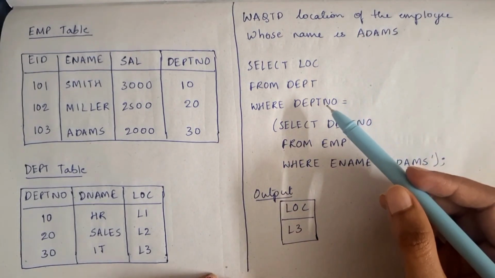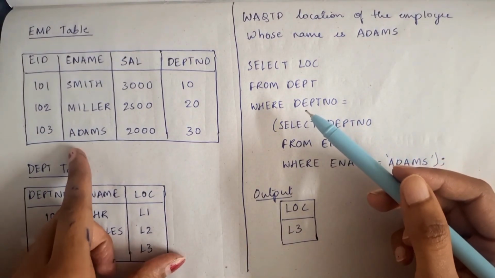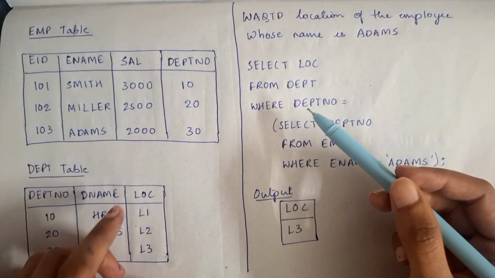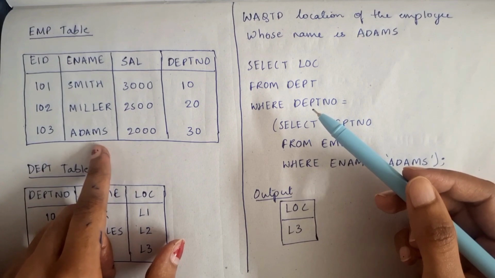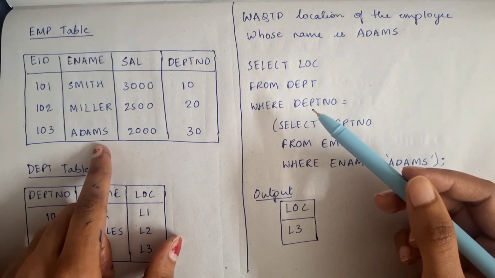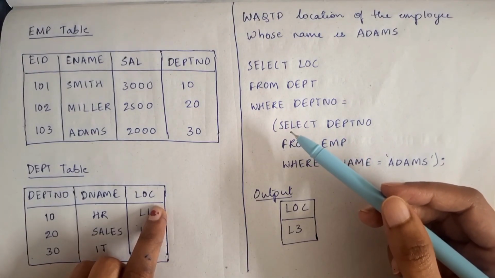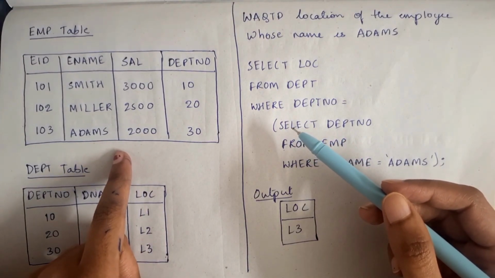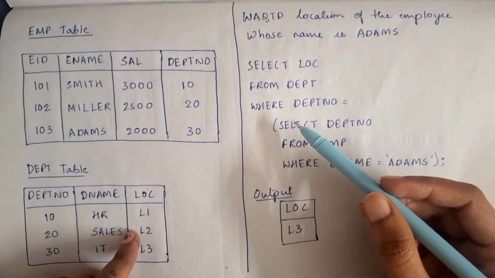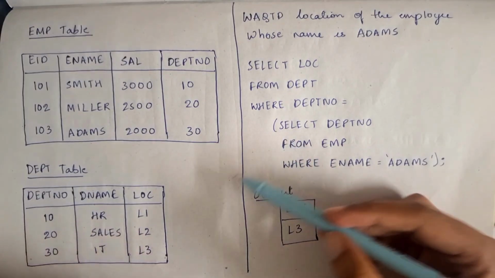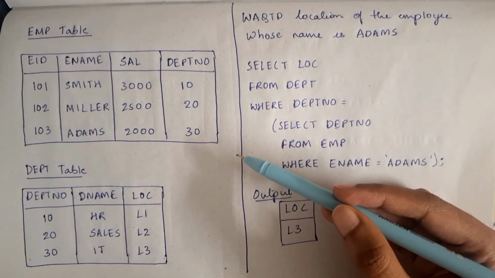So guys, the question is asking us to display the location of the employee whose name is Adams. If we observe the tables carefully, the employee name Adams is present in the employee table, but the location information is present in the department table. So the condition belongs to the EMP table, while the data we want to display belongs to the department table. And the required information is spread across two tables. So we use a subquery to connect them.